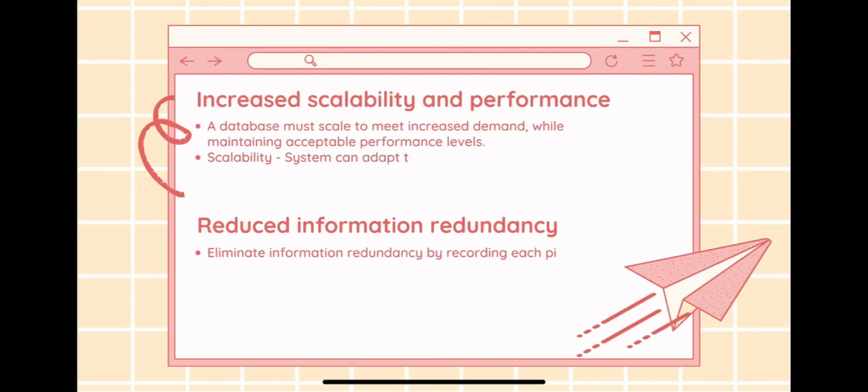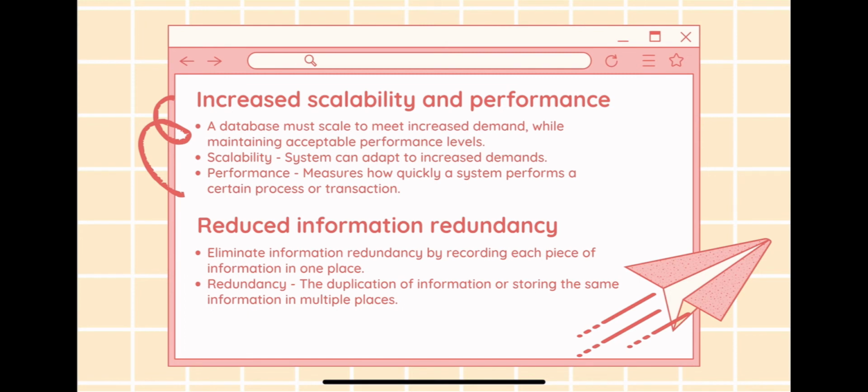The second one is increased scalability and performance. A database must scale to increased demand while maintaining acceptable performance levels. Scalability means the system can adapt to increased demands. Performance measures how quickly a system performs a certain process or transaction. The third one is reduced information redundancy. Eliminate information redundancy by recording each piece of information in one place. Redundancy means the duplication of information or storing the same information in multiple places.